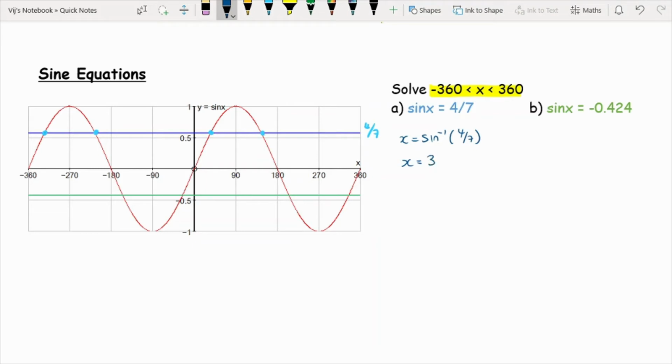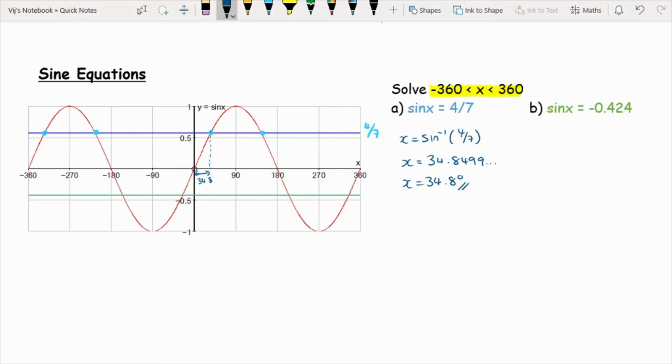So if I type in inverse sine of 4/7 on my calculator, I get 34.849, and that continues. So if I just round that to 34.8, I found my first angle. So basically what this is telling me is that this distance here is 34.8.